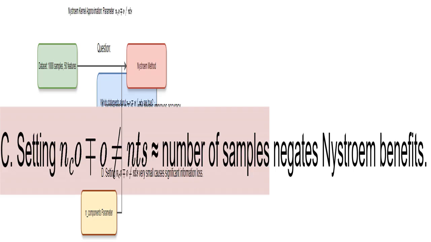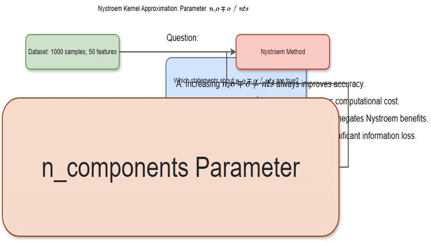The Nystroem method is a clever technique I use to speed up kernel methods. Imagine you have a huge dataset, and calculating everything takes forever. Nystroem lets me approximate the kernel matrix using only a smaller part of the data, making things much faster. It's like summarizing a long book with just the key chapters. The n_components parameter controls how much of the data I use for this approximation. It dictates the size of this smaller subset.